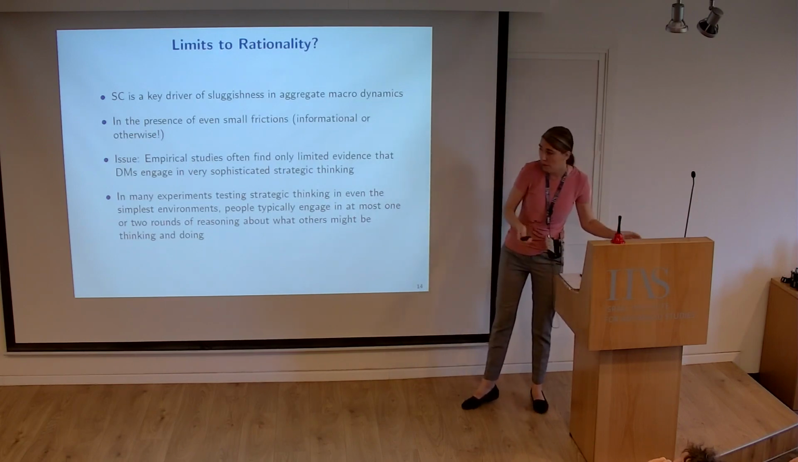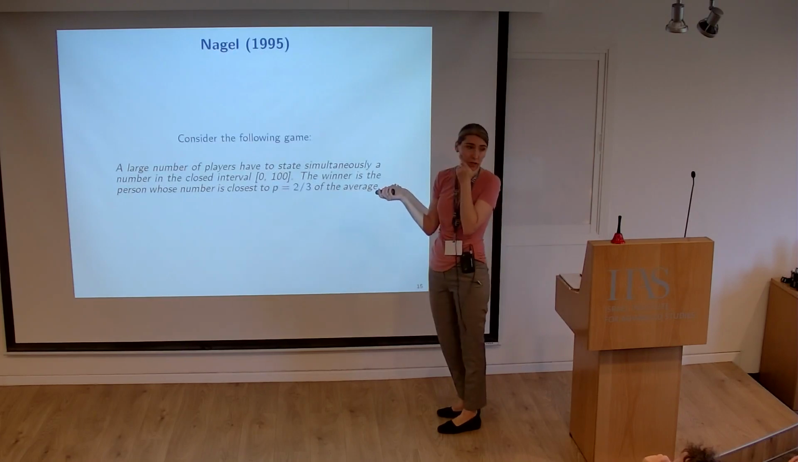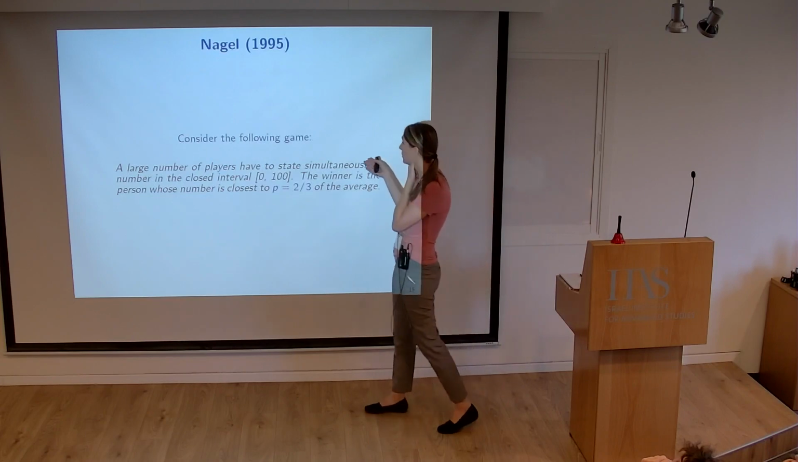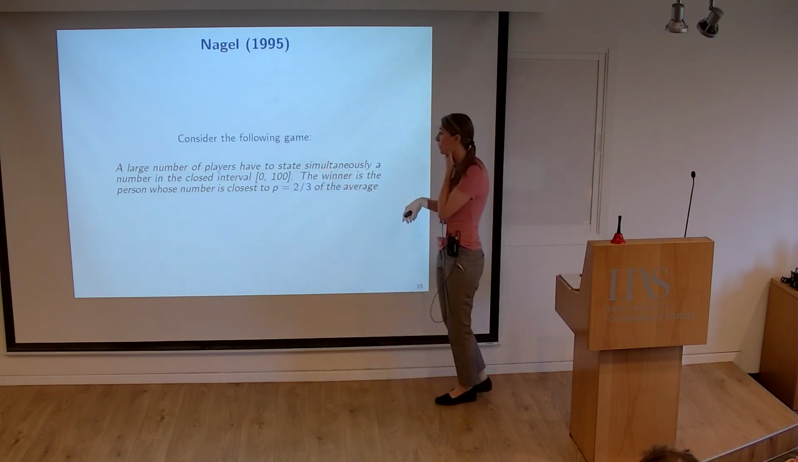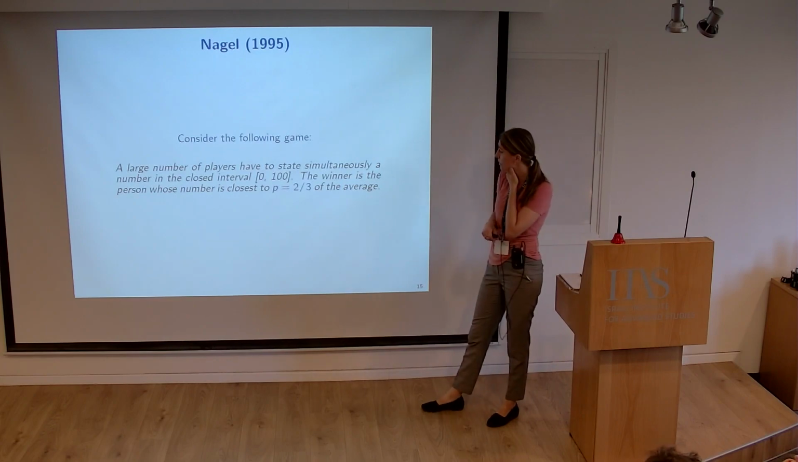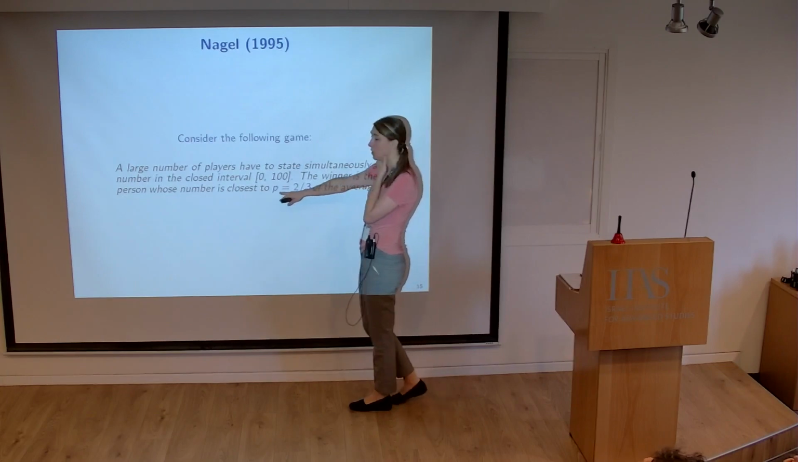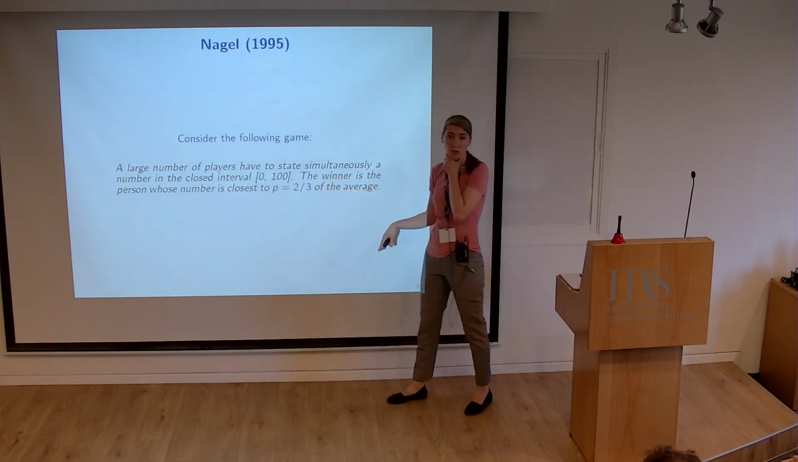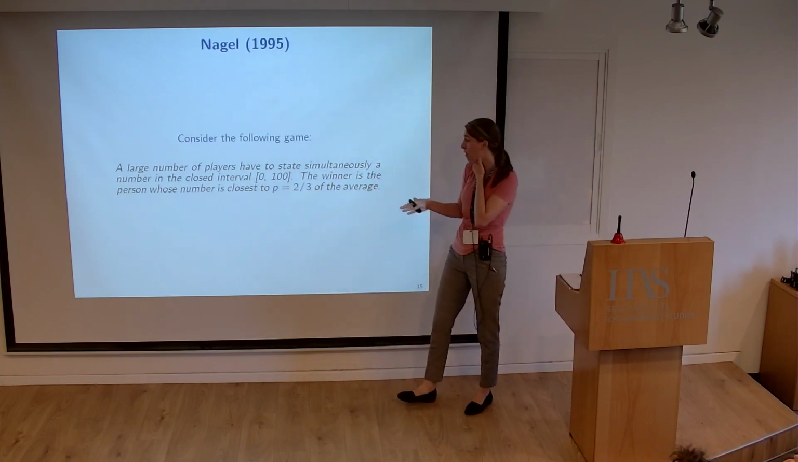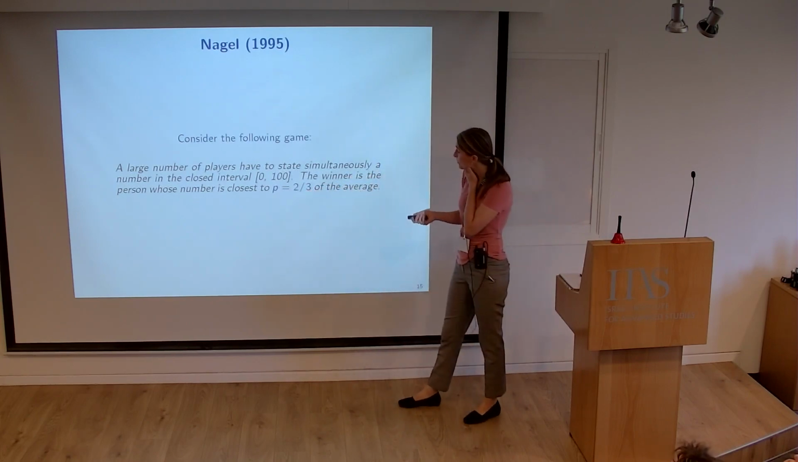So how should we think about this in the macro context? You are familiar with the P guessing game, right? Just as a reminder, consider the following game. A large number of people have to state simultaneously a number in the interval 0 to 100, and the winner is the person whose number is closest to P fraction of the average, where P is a number less than 1. In the original, it's either 2/3 or a half, right?